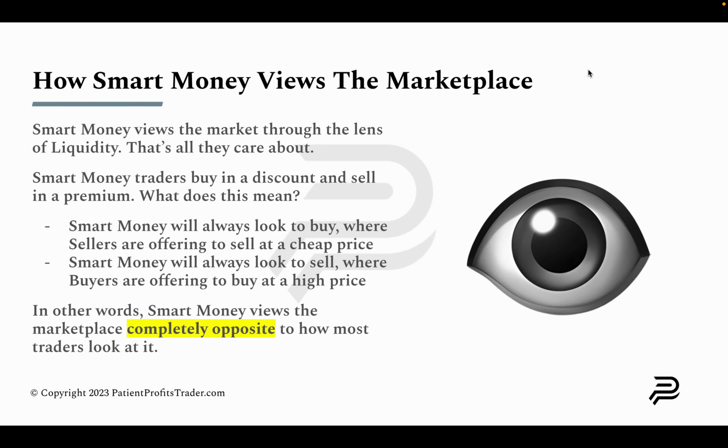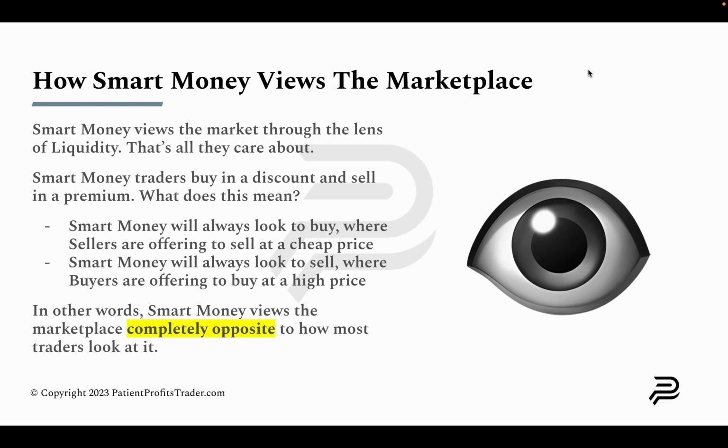Smart money traders buy or go long in a discount and sell in a premium. Now, what does this mean? It means smart money will always look to buy where sellers are offering to sell at a cheap price. That makes sense, right? If you want to buy something, you're always looking for the best discount. Okay, who is in the marketplace that's selling what you want to buy at the lowest price possible? And that's how smart money thinks. They're always looking to buy at a cheap price.